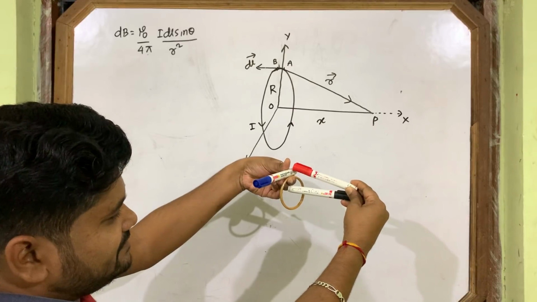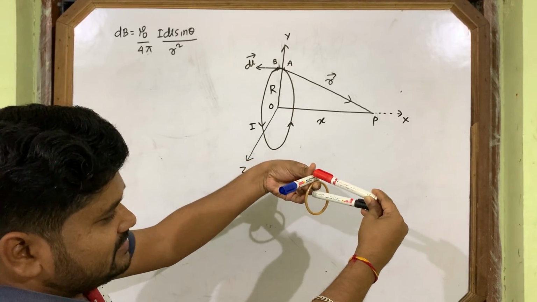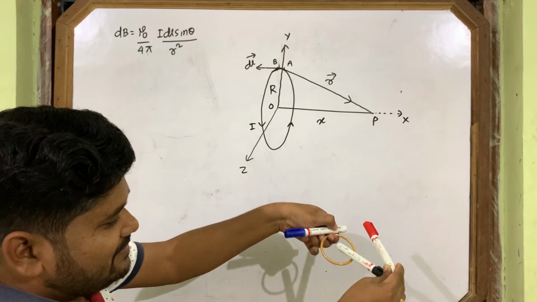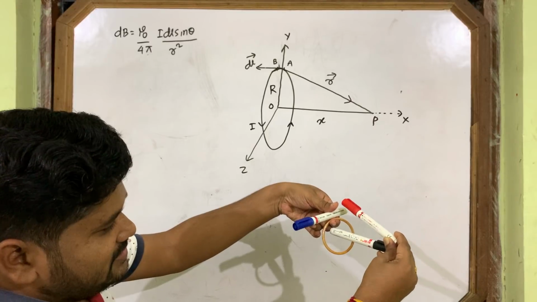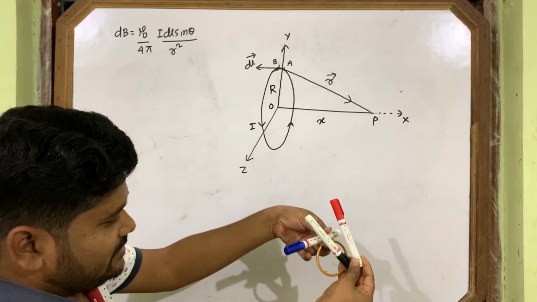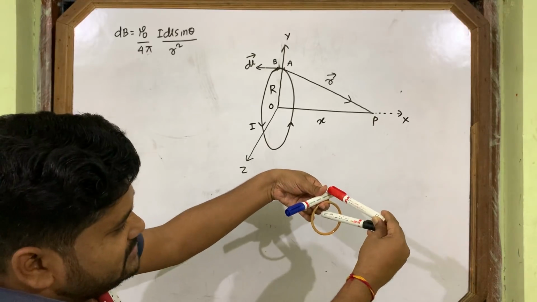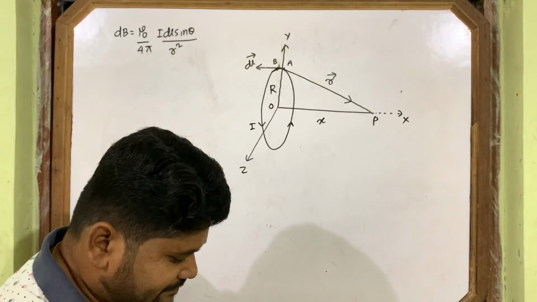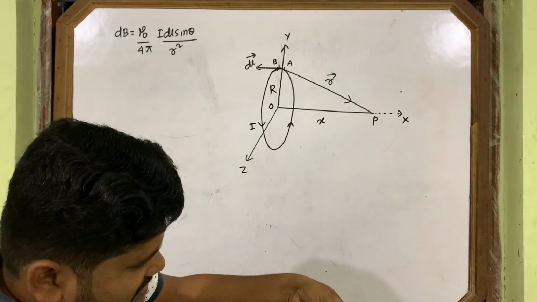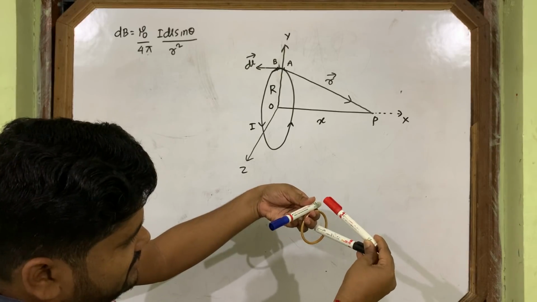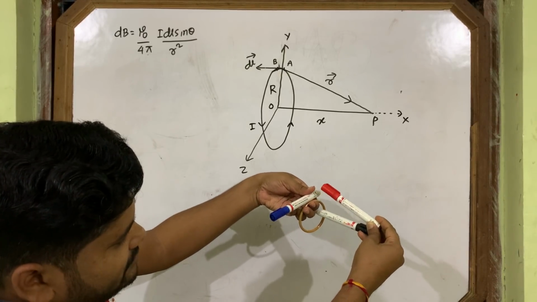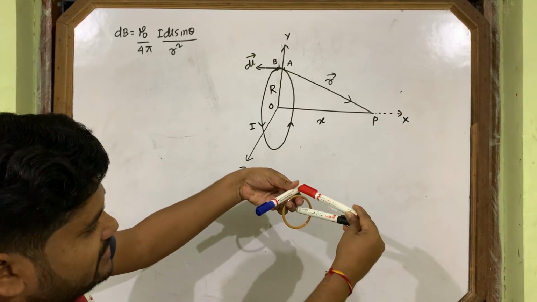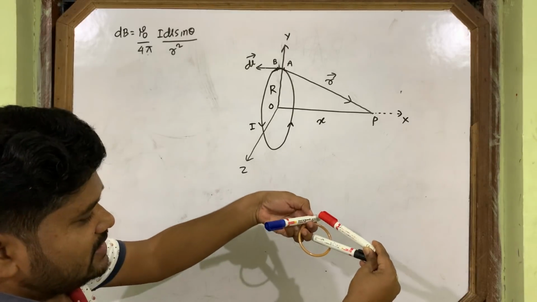What is the angle you see? Can you mark the angle between the dl vector and the r vector? If you tell this, then it's a great achievement for me. From this practical thing, this is the dl vector, and this is the r vector. dl is the blue marker, the axis is the black marker, and the red marker is the r vector. What is the angle between them, the blue marker and the red marker?